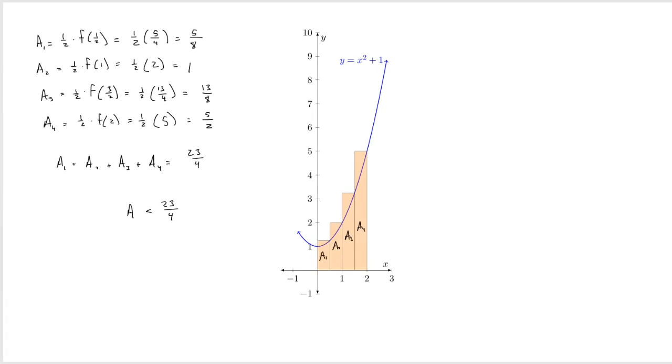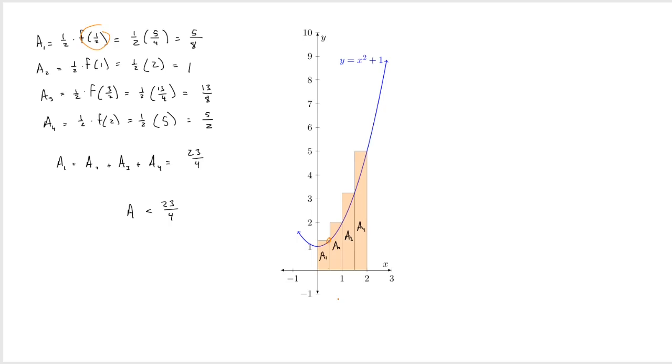And there's a bunch of arithmetic to do. Each of these rectangles has width 1/2. And the height of the first rectangle, A1, is based on the function value at the right-hand endpoint, 1/2. In other words, the height here is f of 1/2. f of 1/2 is 5/4 because the function is x squared plus 1. And so you do the arithmetic. 1/2 times 5/4 is 5/8.